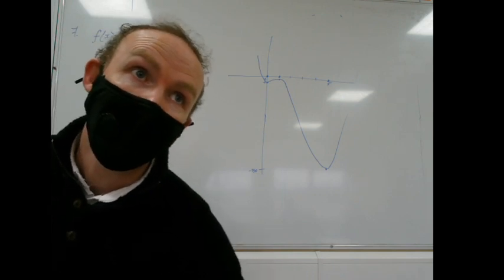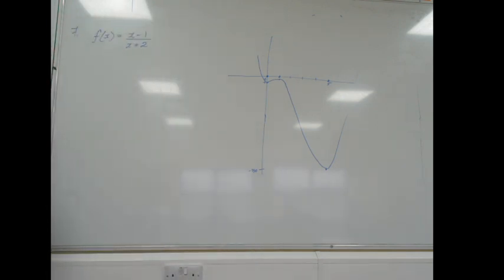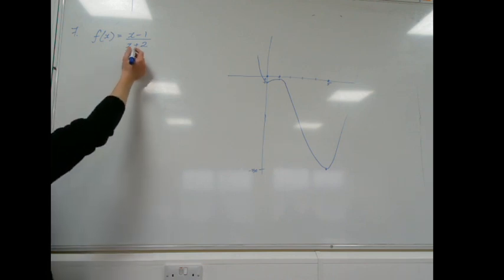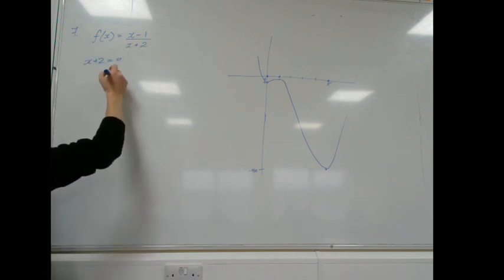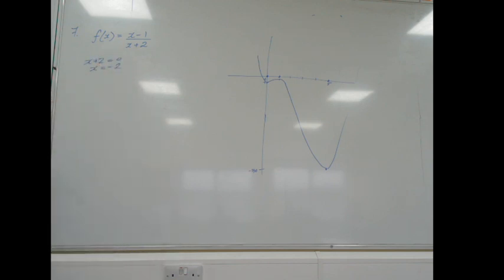Now the required asymptotes. For the vertical asymptote, x plus 2 equals 0, so x equals minus 2. So the equation is x equals minus 2.